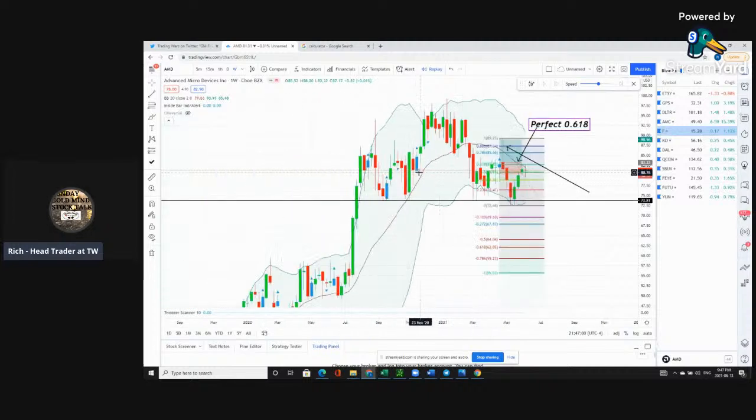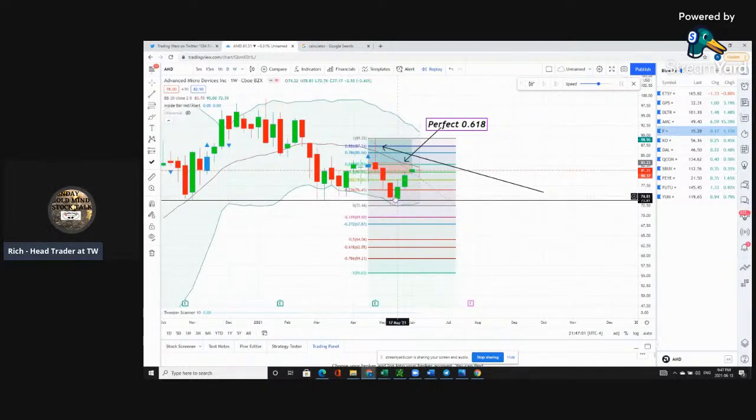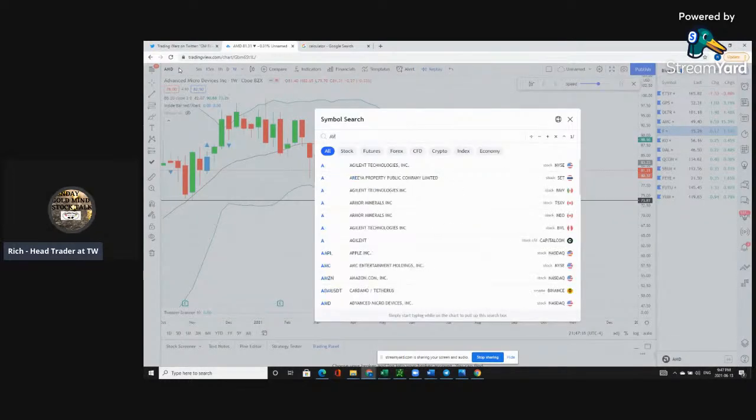AMD, if we go to the weekly, AMD has been chopping around for a while. We knew that this was a Fibonacci that traded to the extension, right? So we're just hanging out right now and it needs some time to figure out what it wants to do. So let's wait until we can get a setup. AVXL.